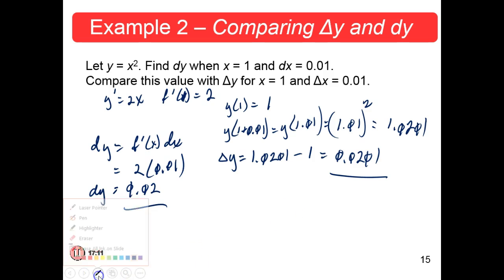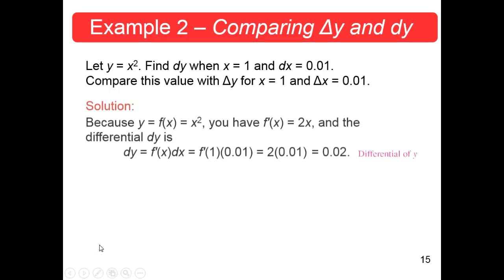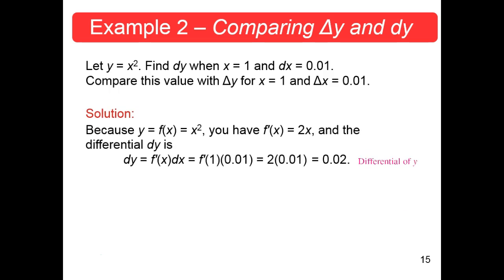Let's see if they do anything differently. Maybe it's clearer. Let's see. Because y is equal to f of x, which is x squared, you have f prime of x, 2x, exactly what you did. The differential dy is equal to f prime of x dx. So that would be f prime of 1, which would be 2 times 0.01, which would be 0.02. Exactly like you did, that was your dy.